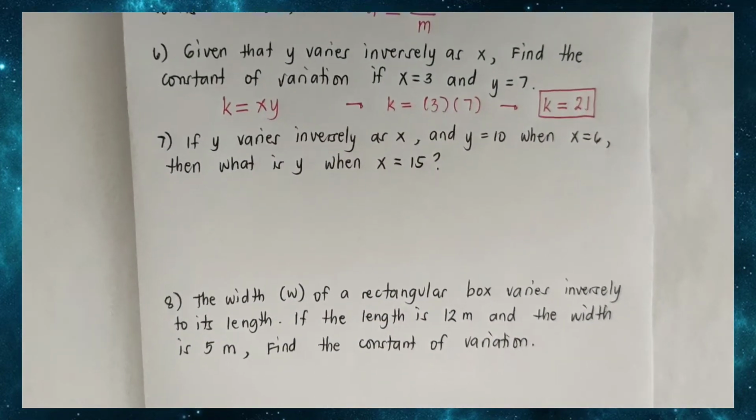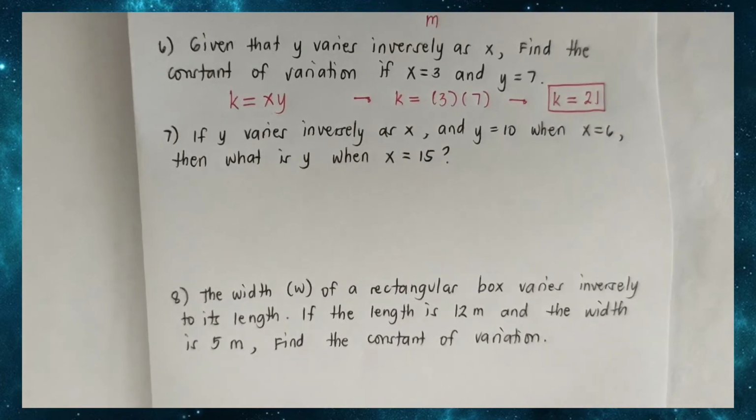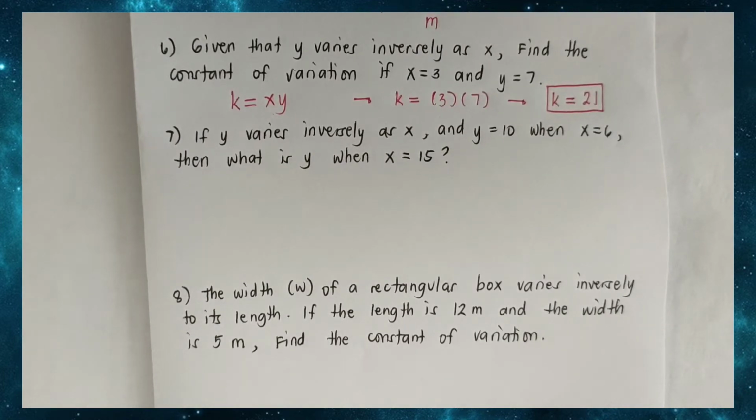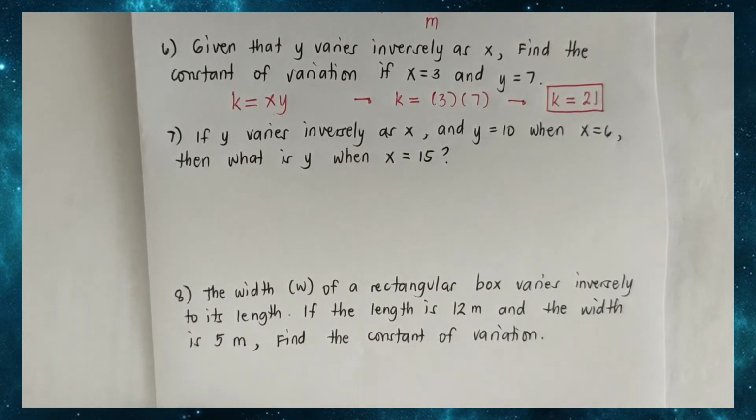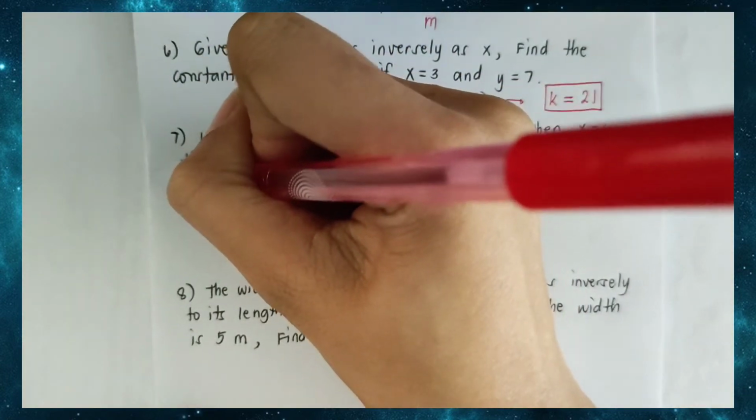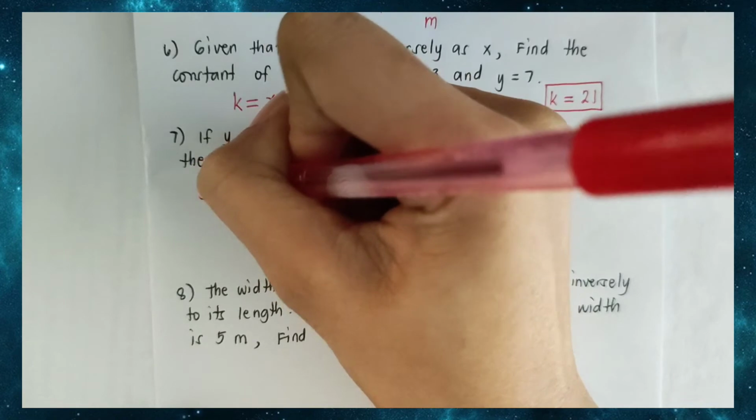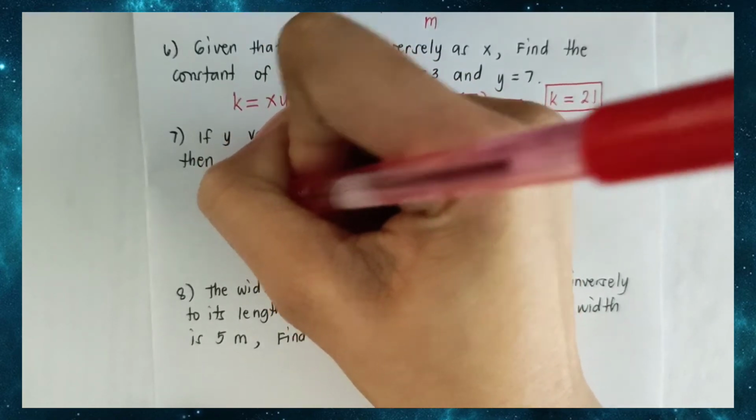Okay, number 7. If y varies inversely as x and y is equal to 10 when x is equal to 6, then what is y when x is equal to 15? In this problem, we need to use the inverse variation formula, which is y is equal to k over x.